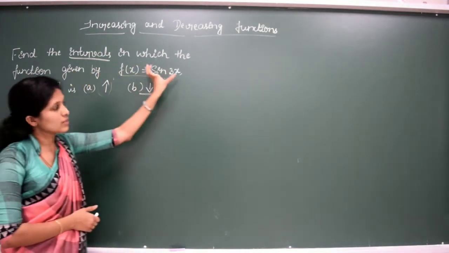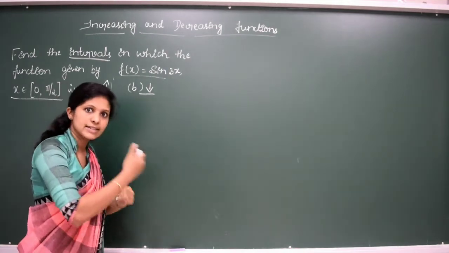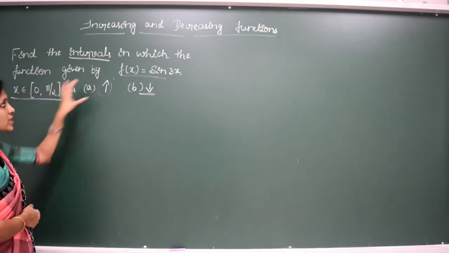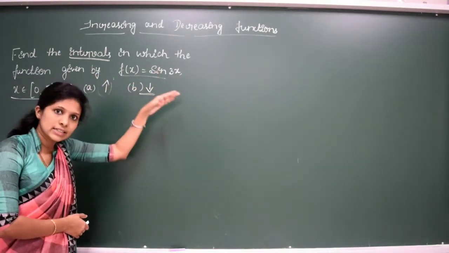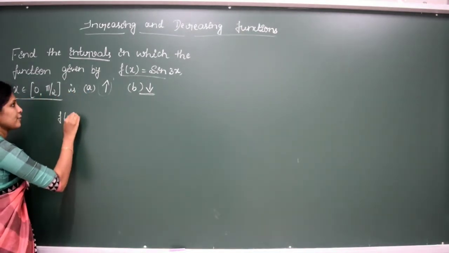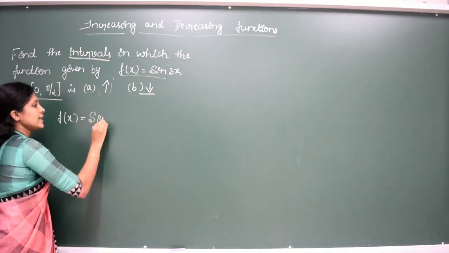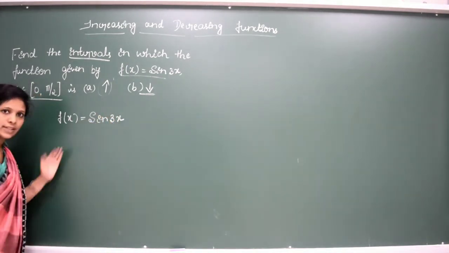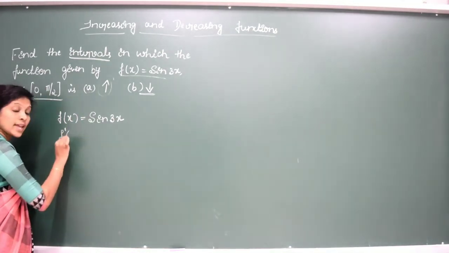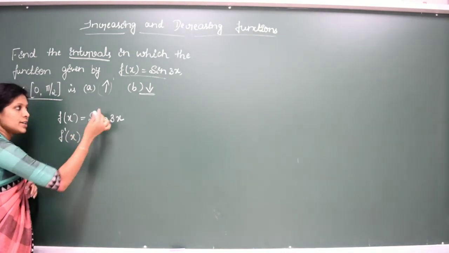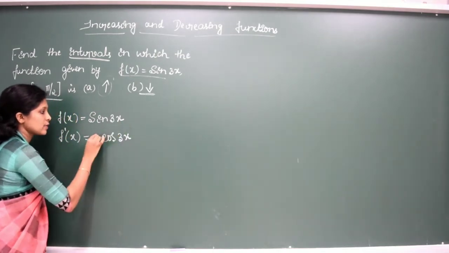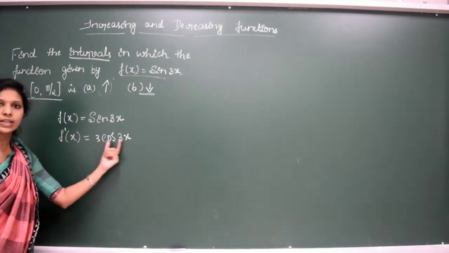Here this sin 3x function is somewhere increasing and somewhere decreasing. Now you have to find in which interval the function is increasing and in which interval the function is decreasing. First we will consider f(x) = sin 3x. Next, you have to differentiate the function with respect to x. So f'(x) is the derivative of sin 3x, which will be cos 3x, and the derivative of 3x will be 3. So f'(x) = 3 cos 3x.